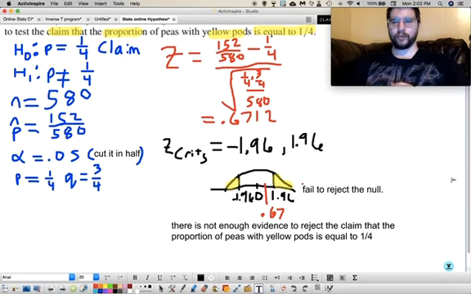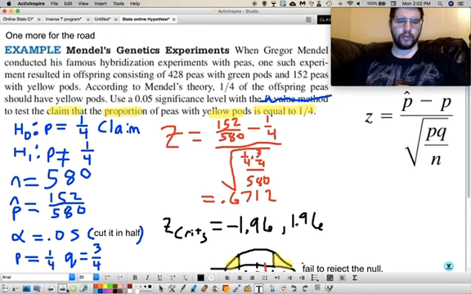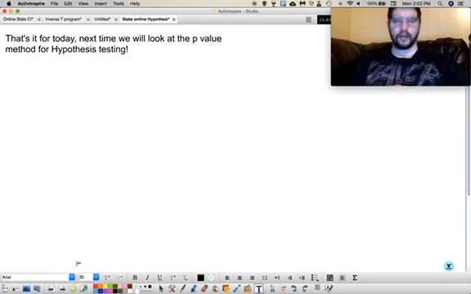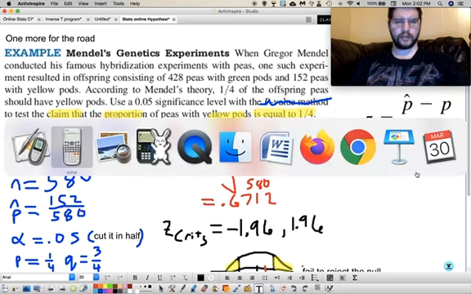So that's hypothesis testing, people. And I'll post the homework. Next video, we're going to look at the p-value test. Oh, let me go ahead and do that one again with the TI, just so you can see how to use it.